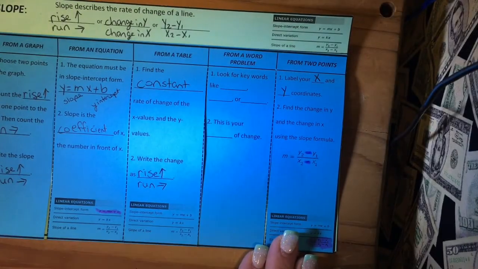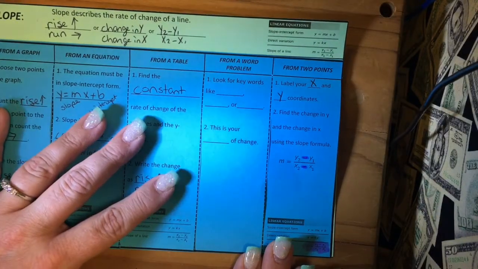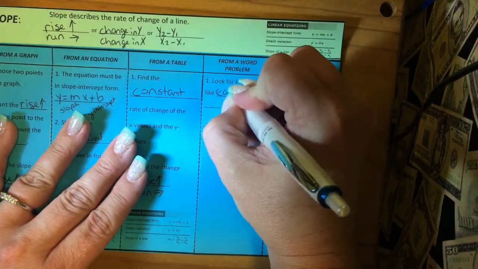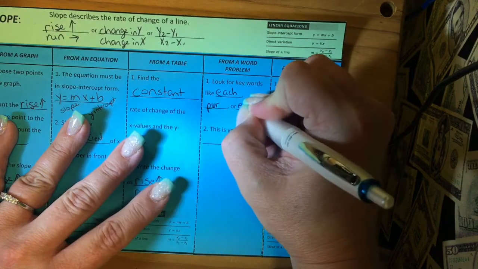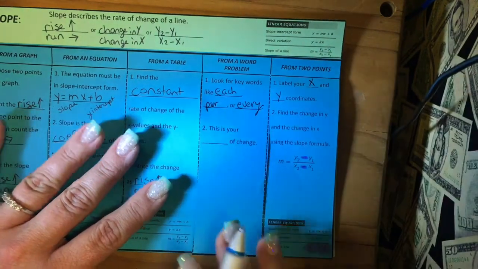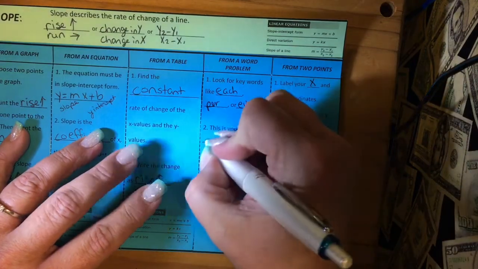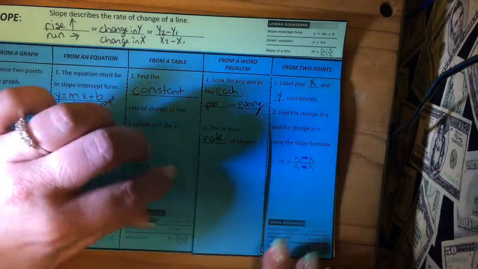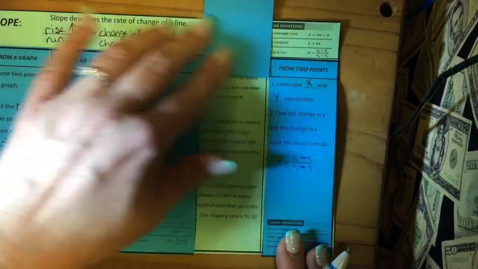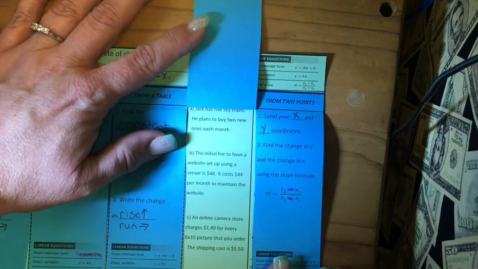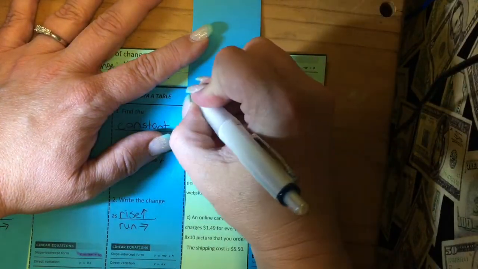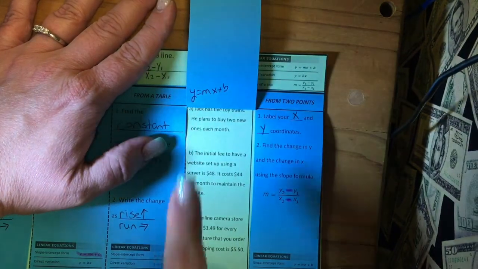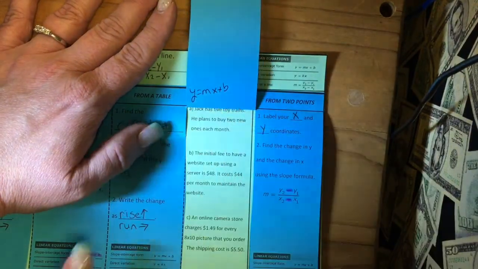All right, and we can find slope from a word problem. When we're looking at a word problem, we want to look for keywords like each, per, every. And that's going to let us know where the slope is. And this, of course, is our rate of change. Okay, so that slope-intercept form equation is y is equal to mx plus b. So we need to find our slope, our m, and find our b, and then just write it as the equation.